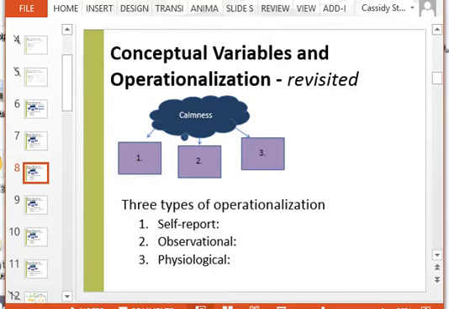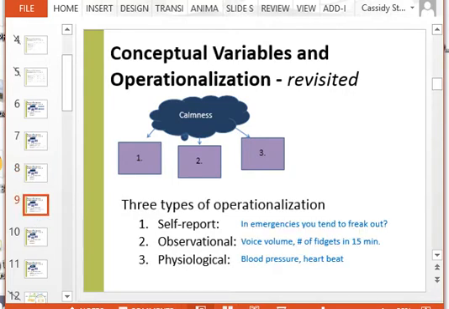Now this next one, calmness. How could we measure whether an individual is very calm or not very calm? I'll give you some time with that. So pause this, think of some examples. Here, in self-report, we could ask people specific questions, and how they answer would give us some measure of how calm they are. For example, in emergencies, do you tend to freak out, or are you a person that tends to remain pretty calm? We could look at an observational method, such as their voice volume.